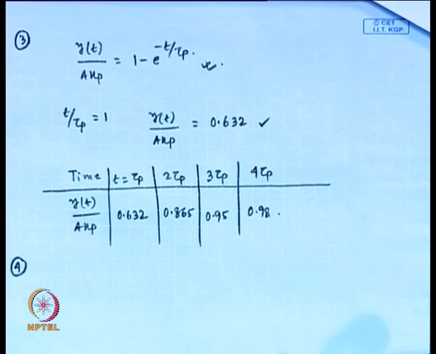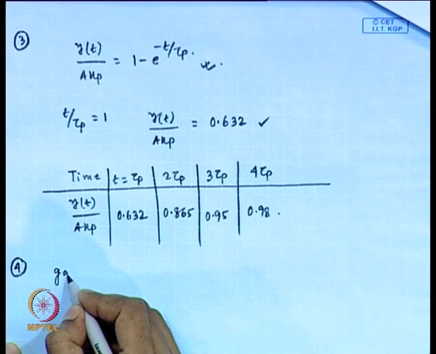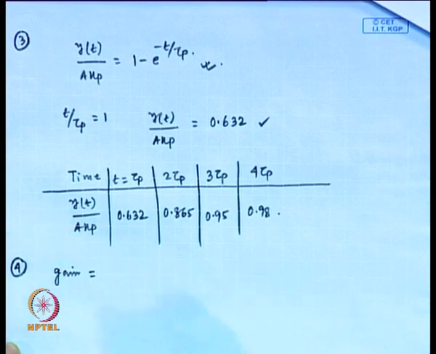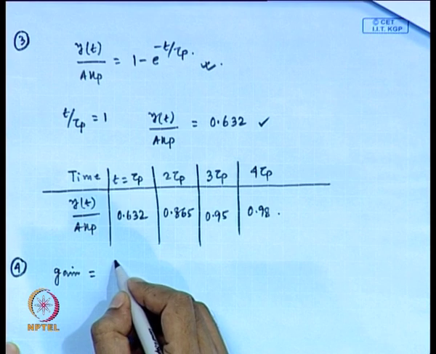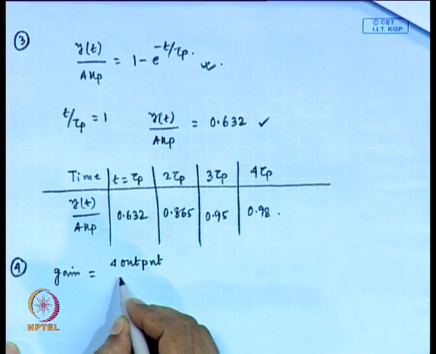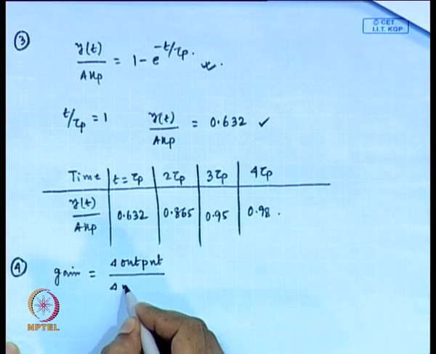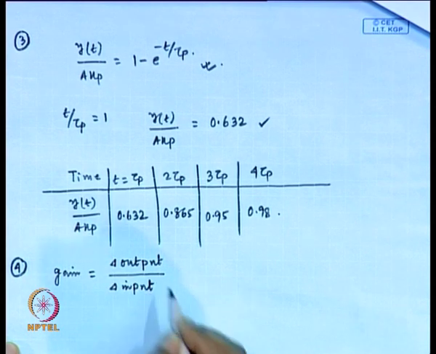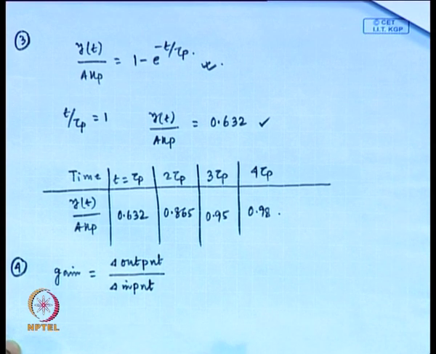Fourth remark. We discussed one thing, that the gain equals change in output divided by change in input. Recall this correlation which we discussed earlier. Gain equals change in output divided by change in input.